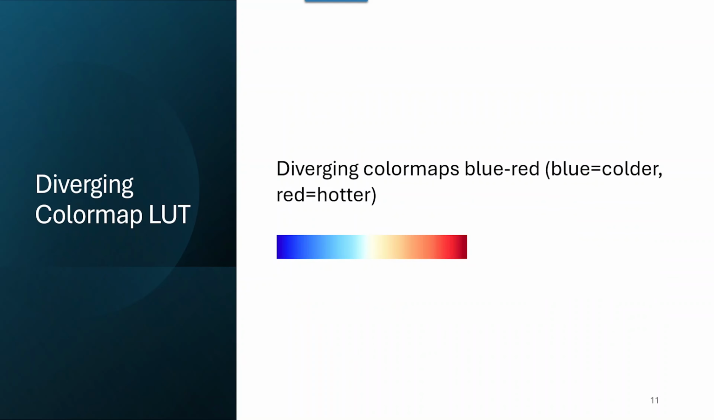We also have diverging color map LUTs. So here's a blue to red. Blue means you're moving from the center outwards, getting colder. And then on the flip side, as we move outward, it's getting hotter.